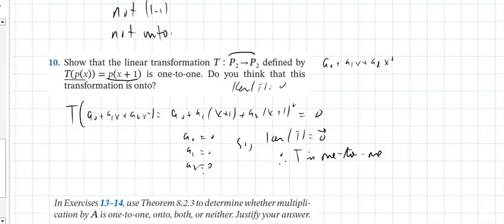The dimension of P2 would be the rank of T plus the nullity of T. But if they are all linearly independent, the nullity is 0. That would indicate that the rank and the dimension of P2 are equal, so yes, it is onto.